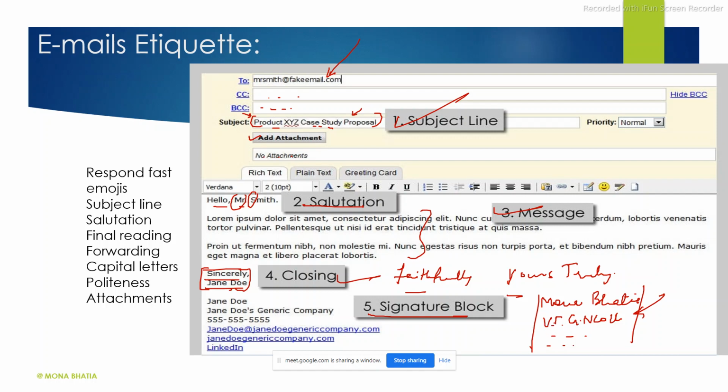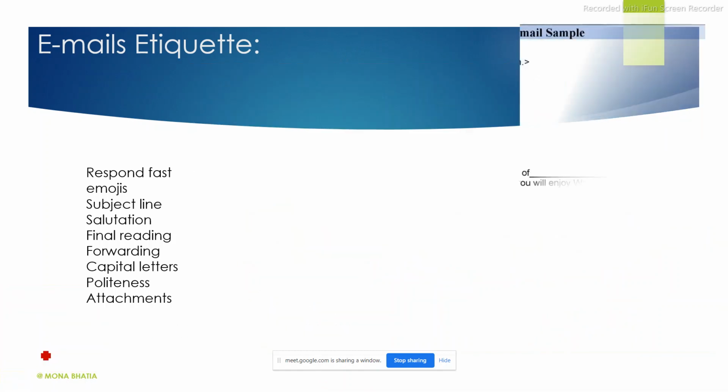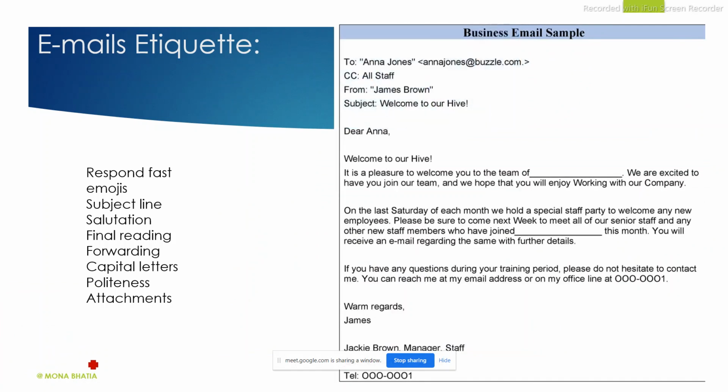Okay, that's it. Let me erase all the marks from here so that we can go to the other part of this. Here you will see this is the format, email sample. So this is a format. They have a ready-made format for somebody who joins the organization. You see, welcome to our hive, that means somebody has joined. That means who has joined? Hannah Jones has joined. Okay, this is from all staff. That means when somebody new is joining, copy में डाल दिया, सब staff को मिल गया ये email. That means from James Brown, welcome to our hive.